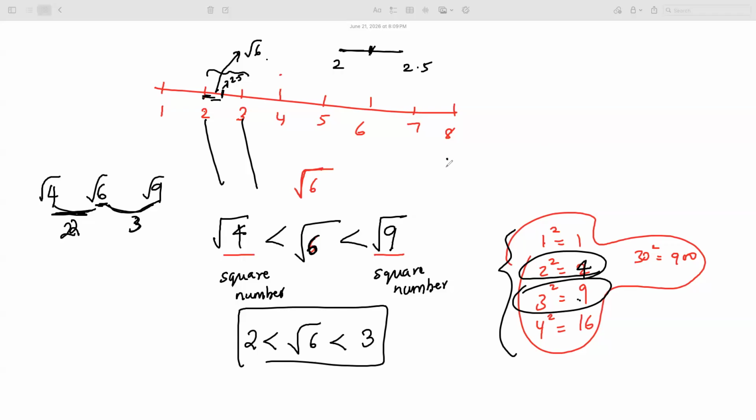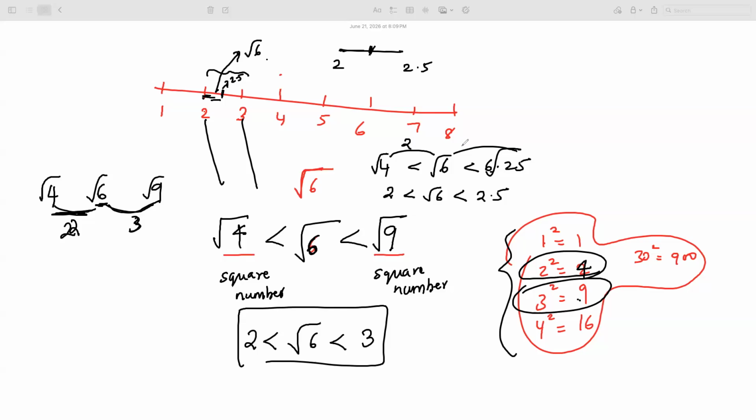We have 6, and then we have 4. And then what is the square of 2.5? See, this is where I need you to memorize squares. So 6.25 is the square of 2.5. Now, put 4 is less than 6, 6 is less than 6.25. So put the square roots. So what happens? 2 is less than square root of 6 is less than 2.5, right? So that's what we got. But then, which is nearer? 4 to 6 or 6 to 6.25?